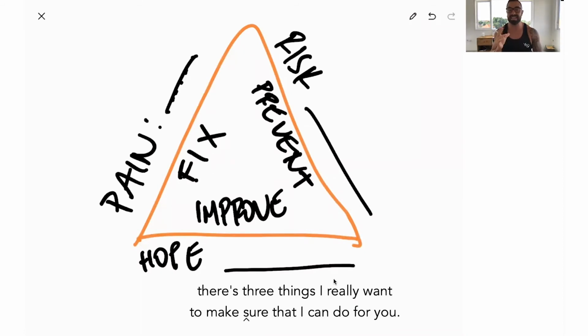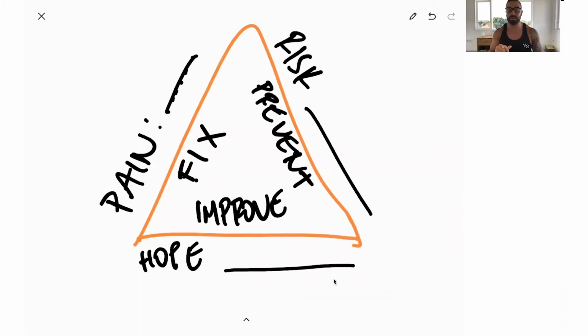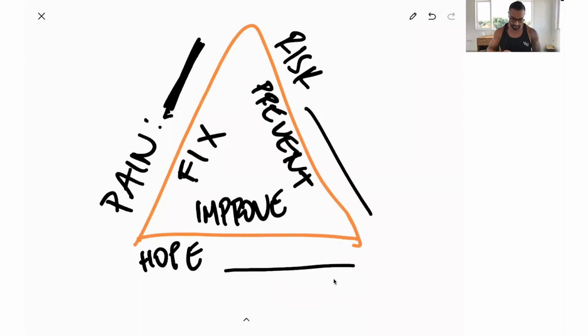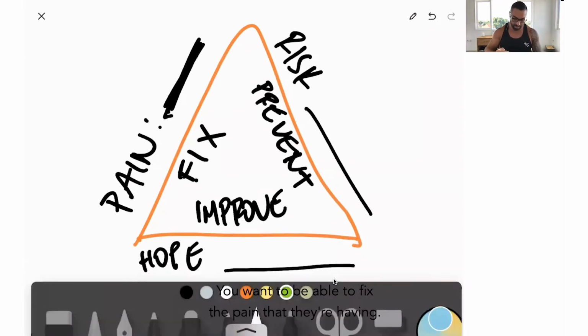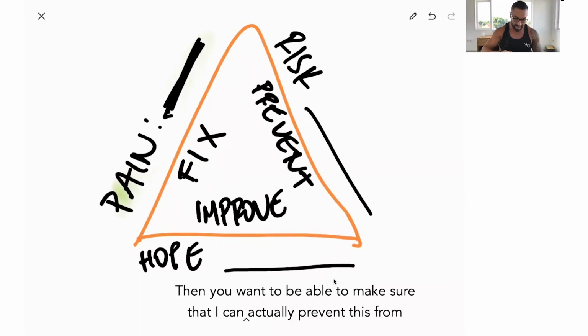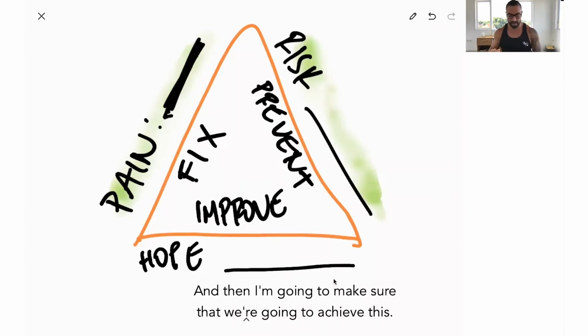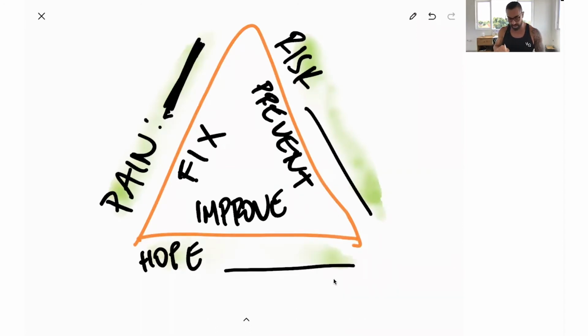So look, at the end of the day, there's three things I really want to make sure that I can do for you. Number one, we want to be able to fix the pain that you're having. You want to fix the pain that they're having. Then you want to make sure that I can actually prevent this from happening for them. And then I'm going to make sure that we're going to achieve this.